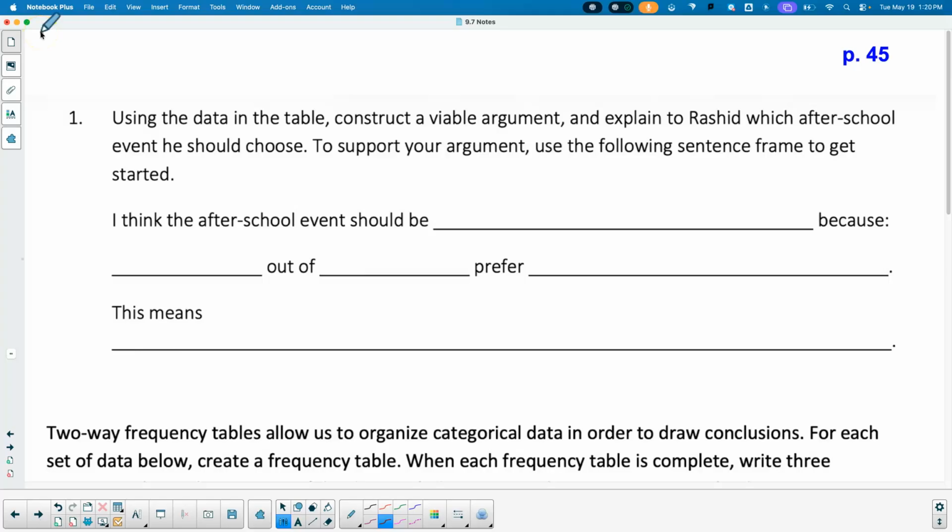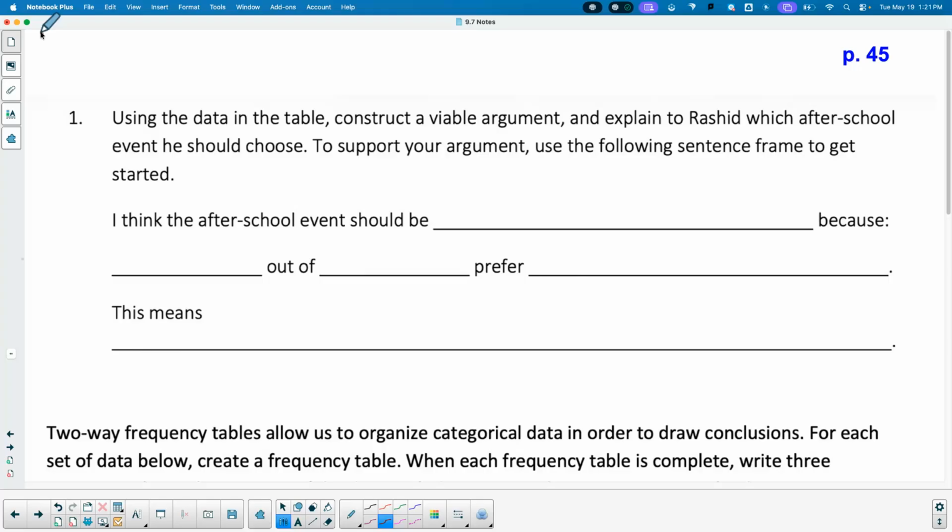Anybody willing to share their argument? It's your argument, so you can't be wrong. Go ahead, look. You can't do both. You can only do one. Yeah, well, you can be wrong by doing that because you can only do one. Okay? All right? Somebody want to share their argument?